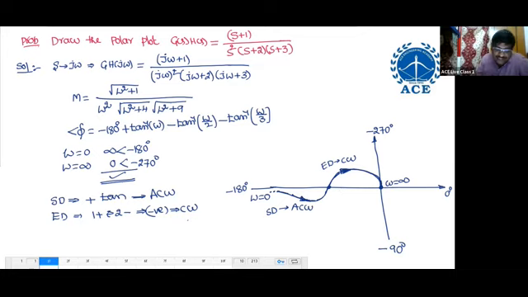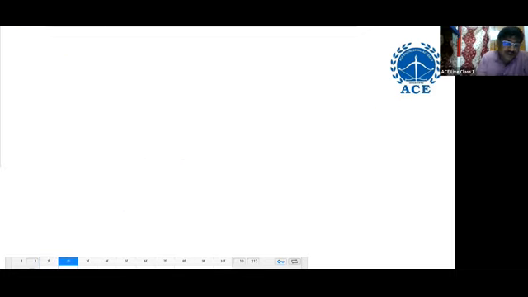Come on, check the intersection point. Intersection point with imaginary axis. Intersection point with minus 180 degrees. Come on, find the intersection point with minus 180.